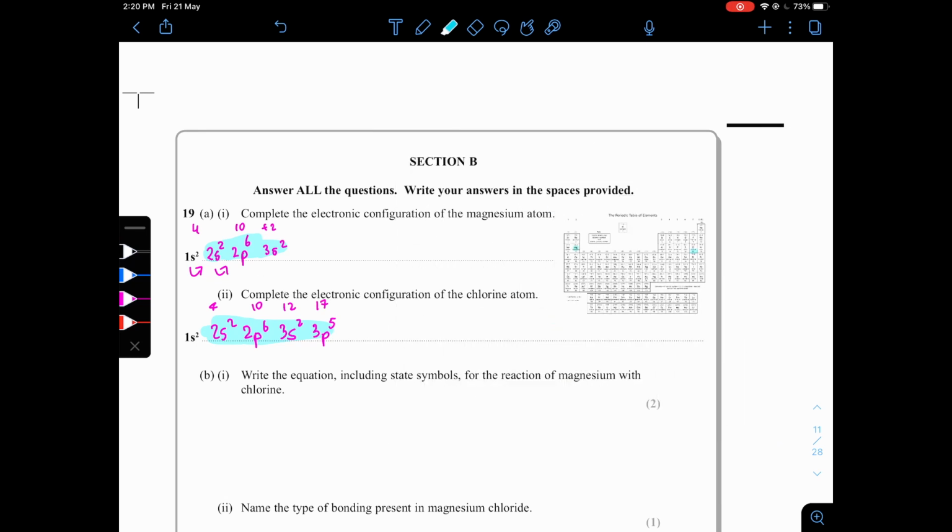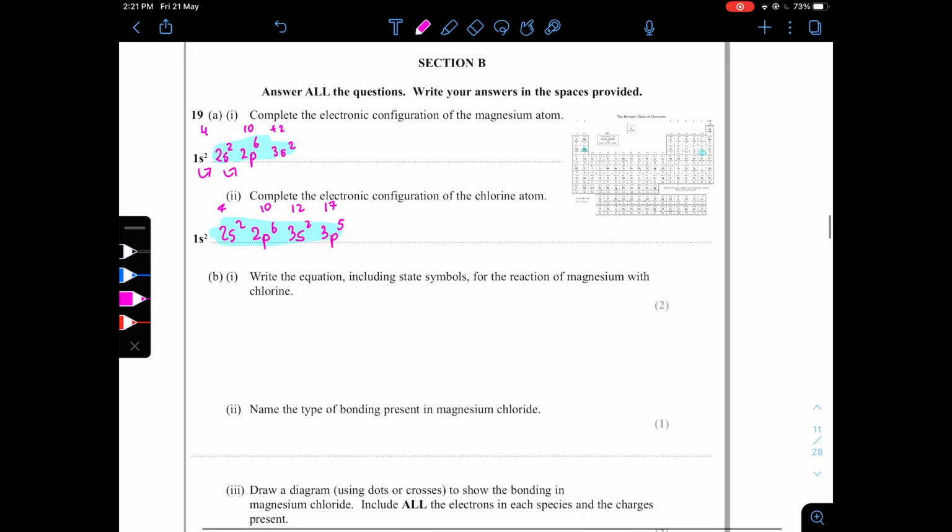Write down the equation including state symbols for the reaction between magnesium and chlorine. That's pretty standard. Magnesium at room temperature is a solid, and chlorine is usually a gas at room temperature. We need to remember that chlorine is diatomic. And then we get MgCl2.